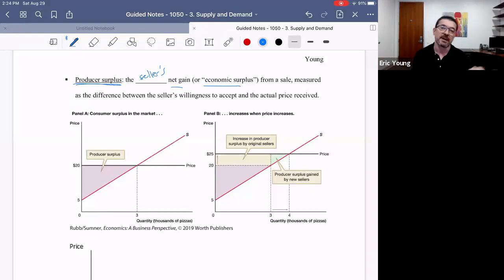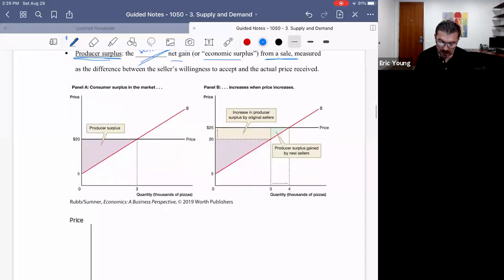Consumer surplus, last time in the law of demand, is the gain to buyers. Producer surplus is the seller's gain. It's the seller's economic surplus. It's the seller's net benefit when a sale is made, okay? Producers sell to make a gain, to make profit, to make benefit. Producer surplus is a way to quantify or graphically show that benefit.